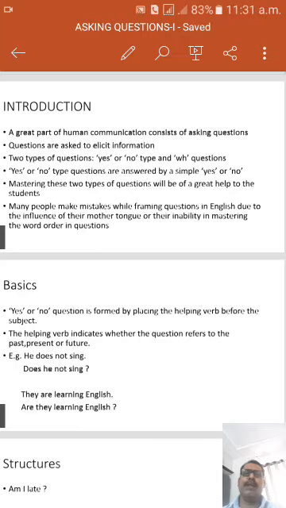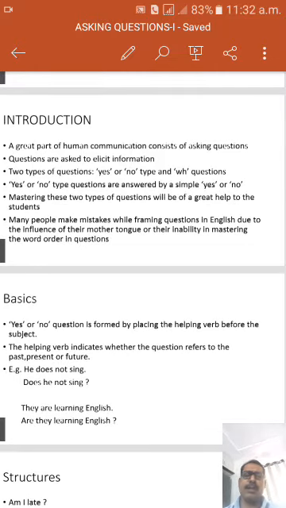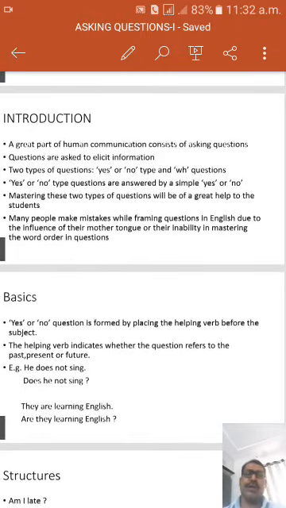Their inability in mastering the word order in questions. So, English language has a peculiar word order in questioning that has to be mastered. Verb plus subject word order generally we see in questions. That is the speciality of framing questions in English.